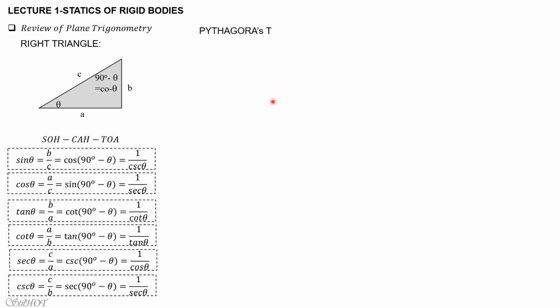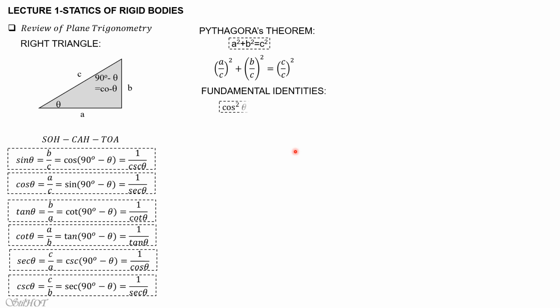Then we have the Pythagorean theorem, which says the sum of the squares of the perpendicular legs is equal to the square of the hypotenuse. So in this case, a squared plus b squared equals c squared. Dividing everything by c squared, you'll have (a over c) squared plus (b over c) squared equals (c over c) squared. Since a over c is cosine theta, this is cosine squared theta plus sine squared theta, and of course the right side is equal to 1. So that's one of the fundamental identities: cosine squared theta plus sine squared theta equals 1.